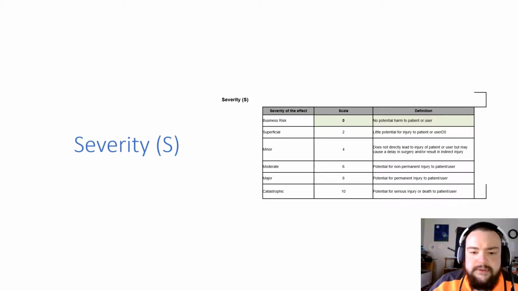S stands for severity, and in the grading system for your FMEA, you should be able to define the severity of your effect, or how bad that particular failure mode is. There should be a scale that determines a numerical number used in calculating your RPN. For example, business risk here, sometimes also called financial risk, is rated as a 0 on our scale because there's no potential harm to the patient or user.